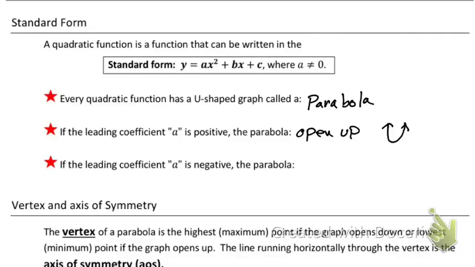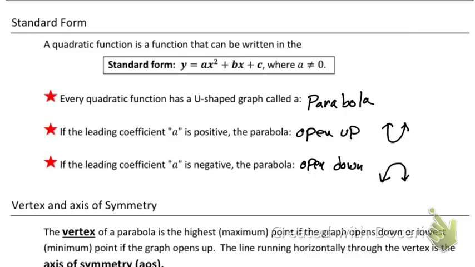If our leading coefficient A is negative, instead of opening up, it's now going to open down. Which is going to look like that. So just from that A value, you already have a general idea of what this looks like. You already know it's a U. A positive A will make it go up. A negative A value is going to make it go down. So you already have a general idea of what this looks like.